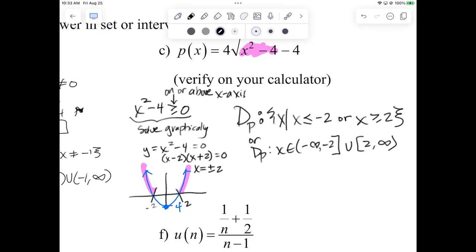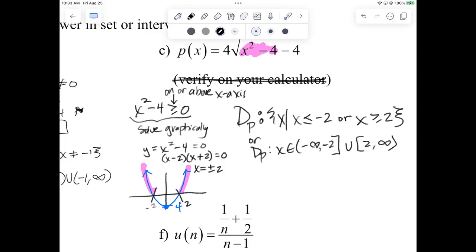When we solve a quadratic inequality, the answer will always be either between the x-intercepts or outside the x-intercepts. It depends if the parabola opens up or down, and it depends if the inequality is greater than or equal to. But it's always going to be either between them or outside of them. And in this case, it's outside of them. And we don't have time to verify it on the calculator, which is fine.